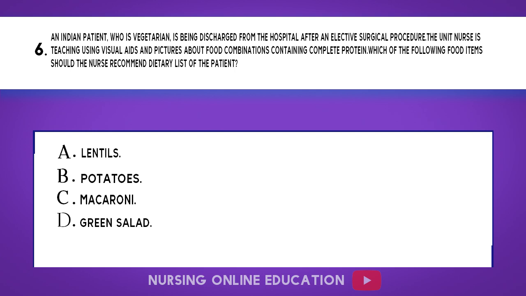6. An Indian patient, who is vegetarian, is being discharged from the hospital after an elective surgical procedure. The unit nurse is teaching using visual aids and pictures about food combinations containing complete protein. Which of the following food items should the nurse recommend for the dietary list of the patient? A. Lentils. B. Potatoes. C. Macaroni. D. Green salad. The answer is option A, lentils.